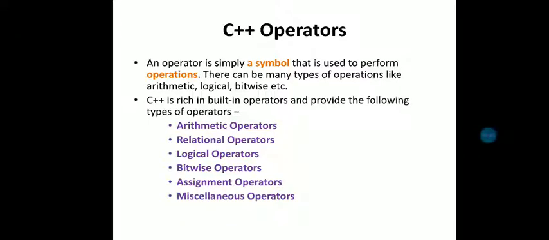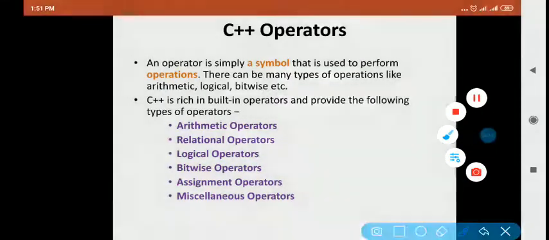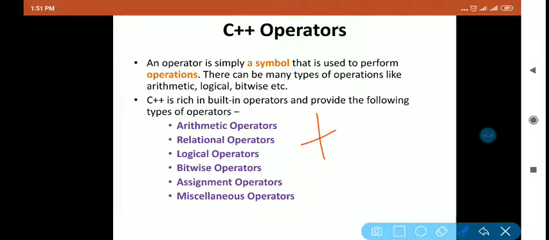Hello all. Today we start with a new topic, that is C++ operators. First, we are going to understand what an operator is. An operator is simply a symbol that is used to perform an operation. Take an example, the plus operator. The plus operator is used for the addition of two numbers.